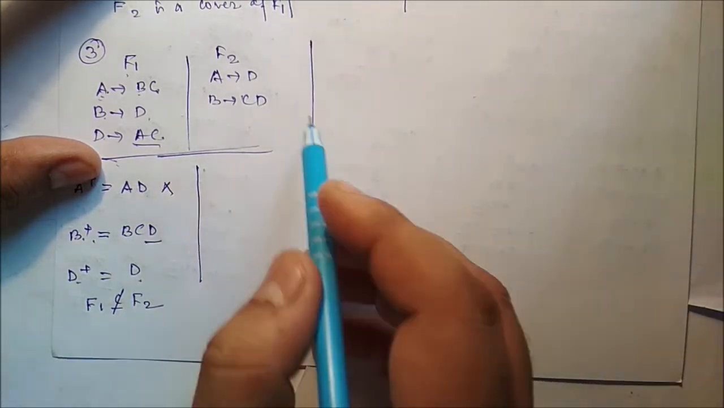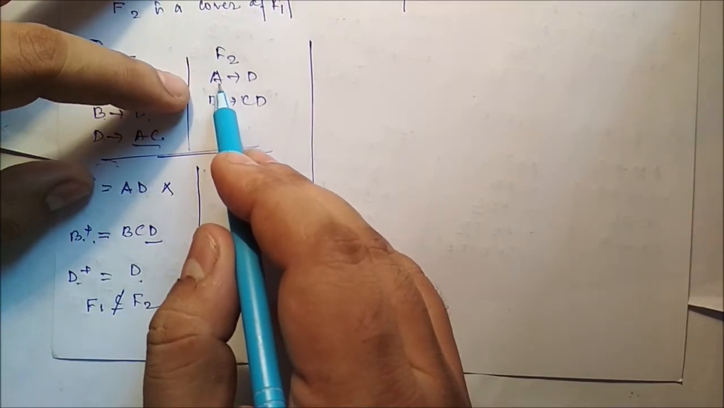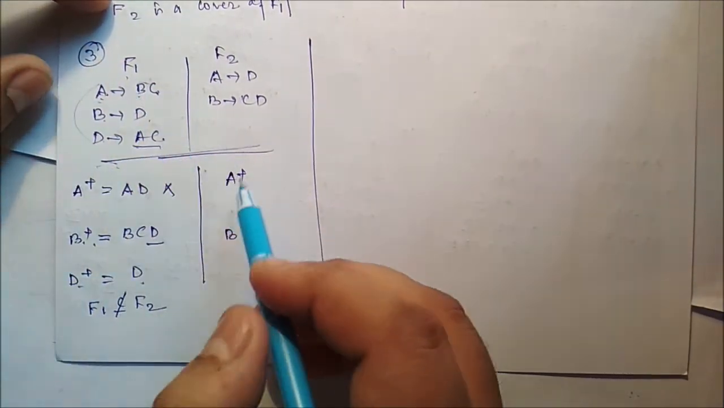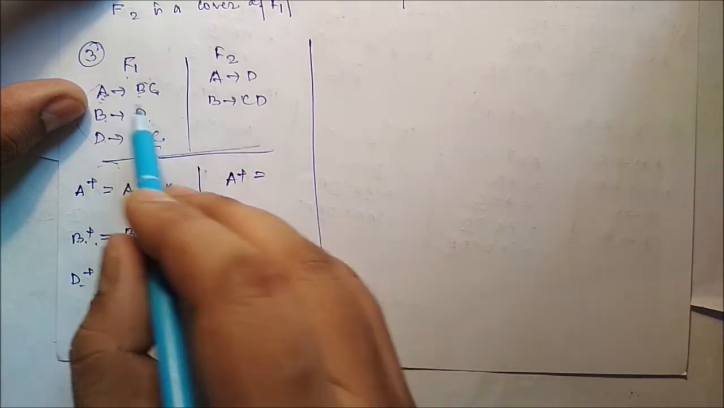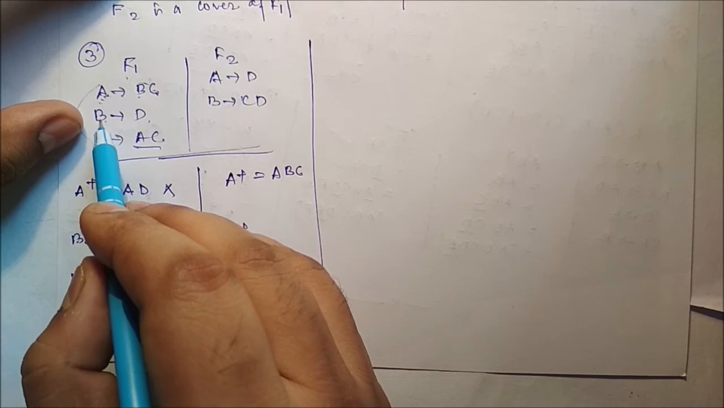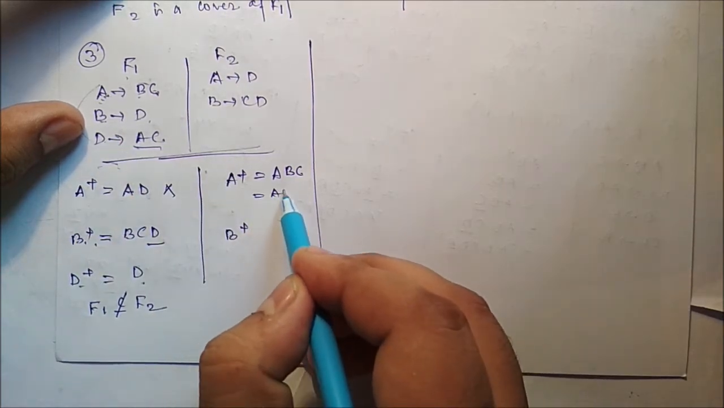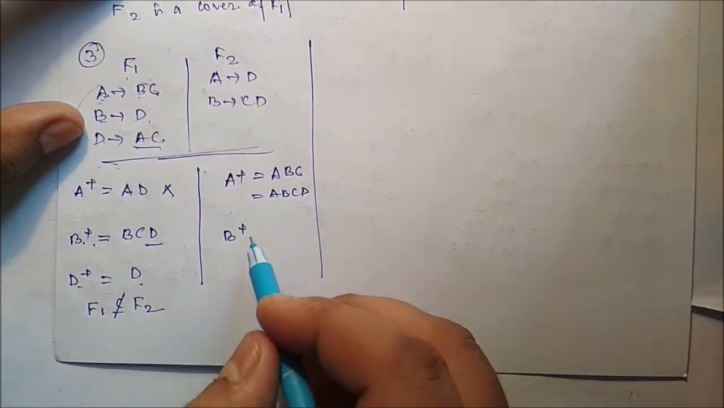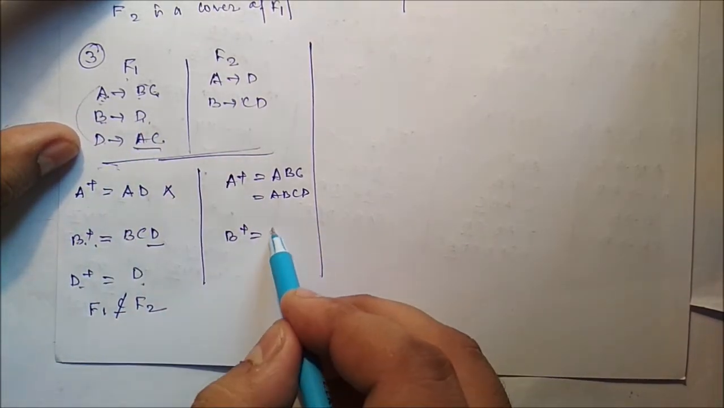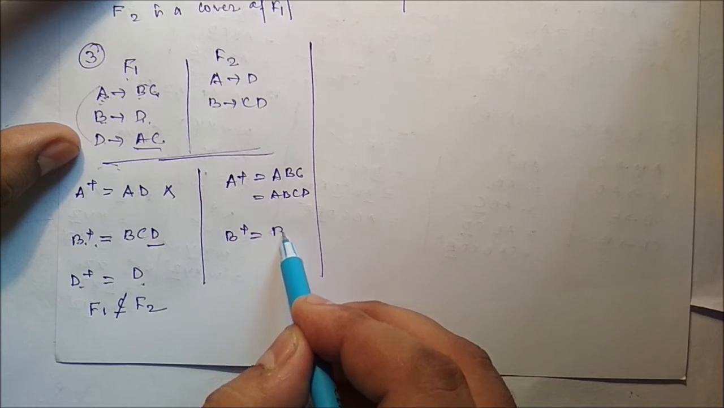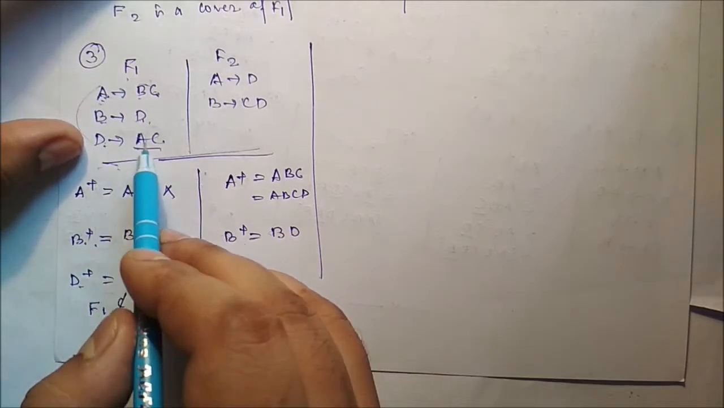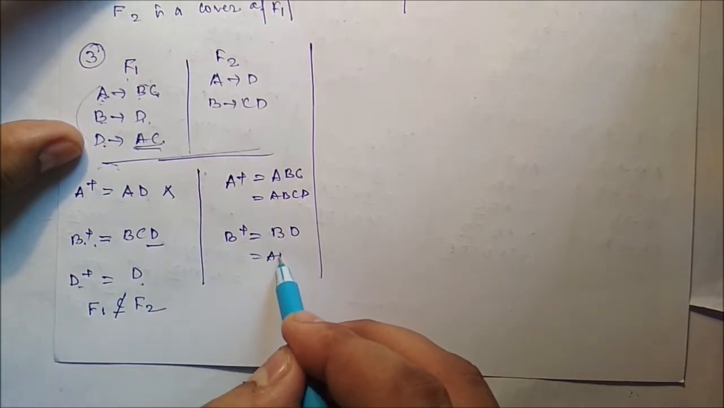Now we have to check the right part. Here we have to identify the closure of A and B using this FD. A is there, so using A we can identify BC, and if we can identify B we can identify D also. That means ABCD. Similarly, using B we can identify D, and using D we can identify AC. So the B closure is B, and from B we identify D, that is BD, and if D is there we can identify AC also. That means ABCD.